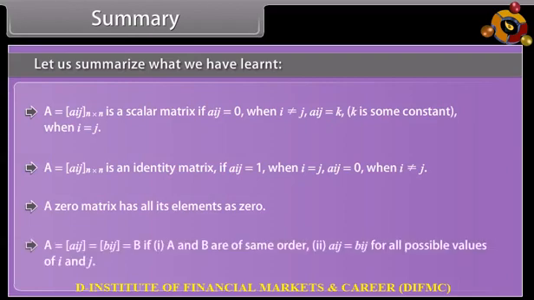A = a_ij is equal to B = b_ij if A and B are of the same order and a_ij is equal to b_ij for all possible values of i and j.